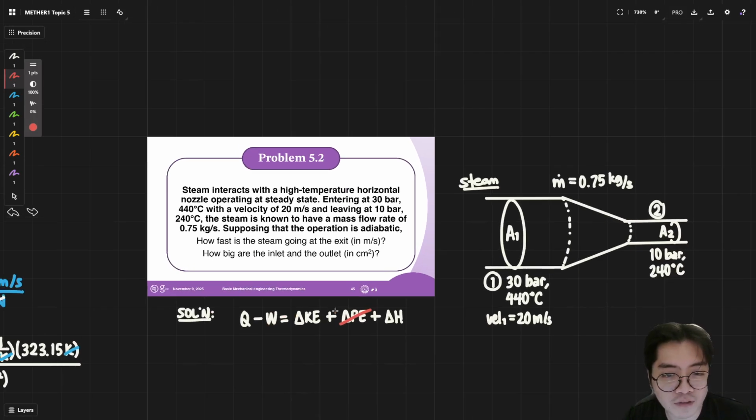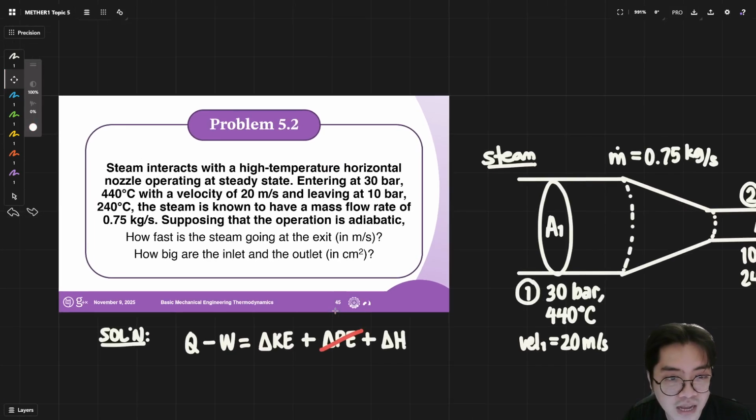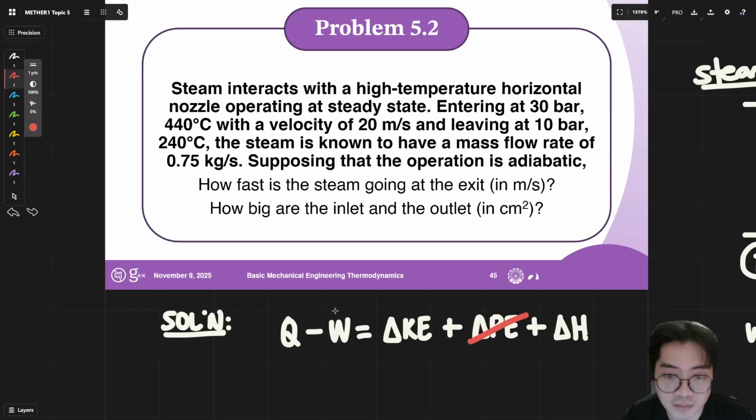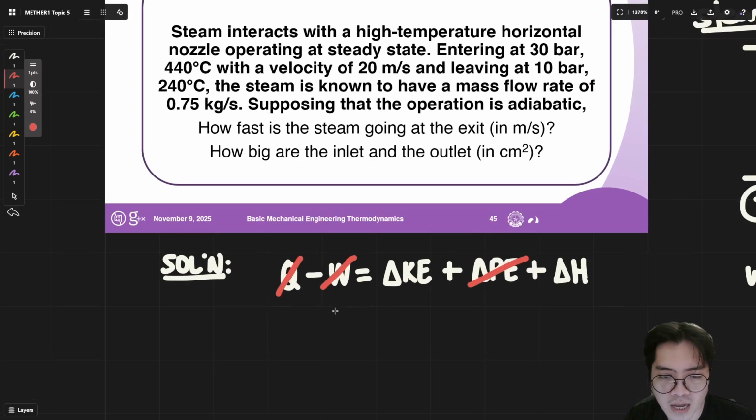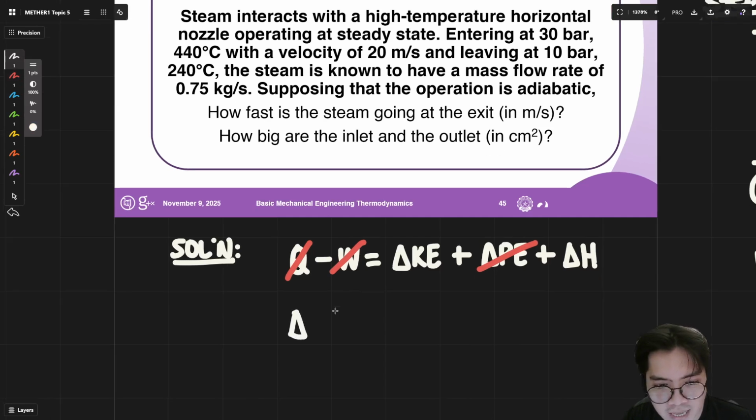The steam is known to have a mass flow rate of 0.75 kilograms per second. Supposing that the operation is adiabatic, that's our key, cancel the Q. And because this is a nozzle, it's not supposed to move, so you also cancel the work. Now you will have delta KE plus delta H is equal to 0.